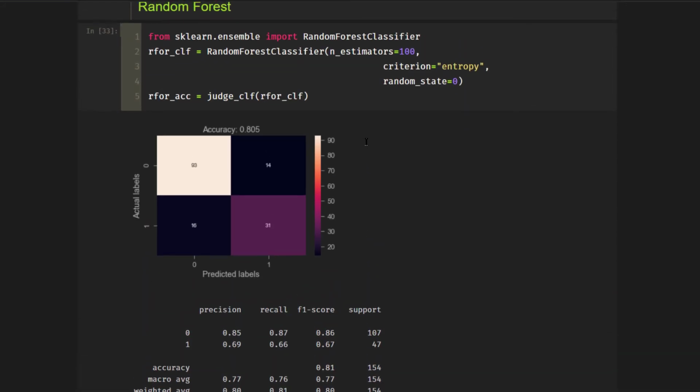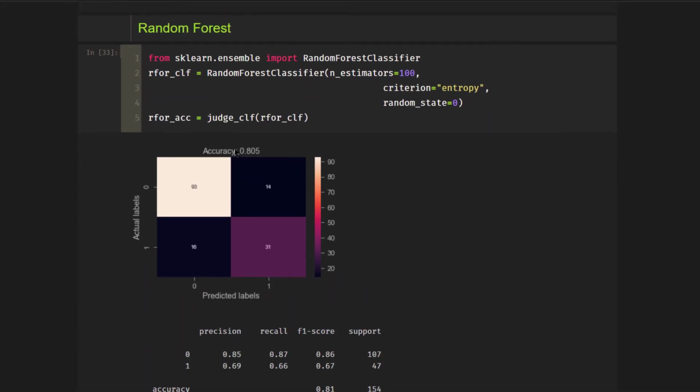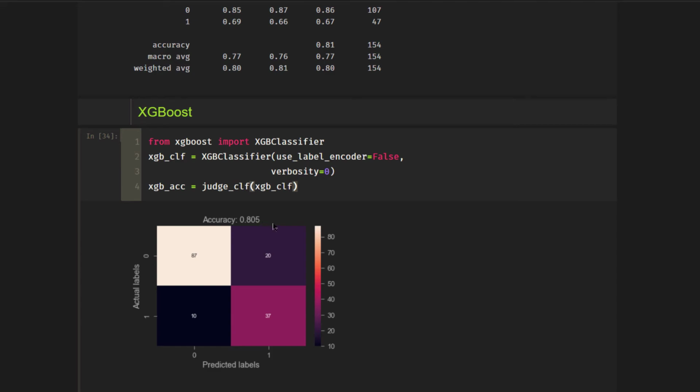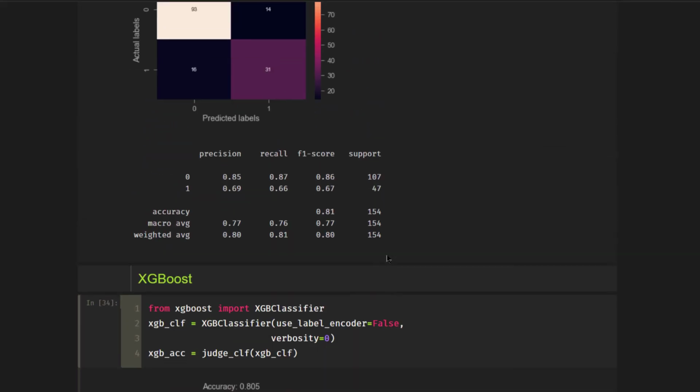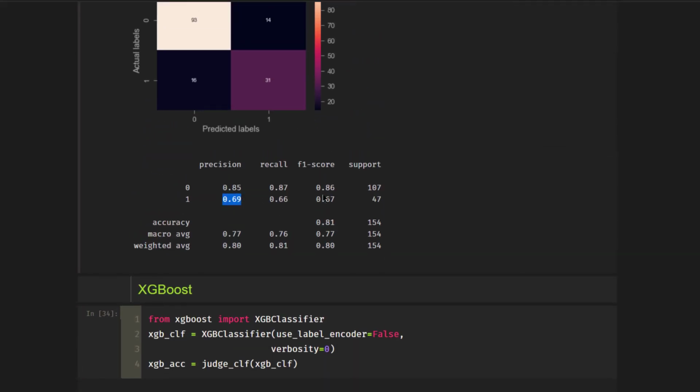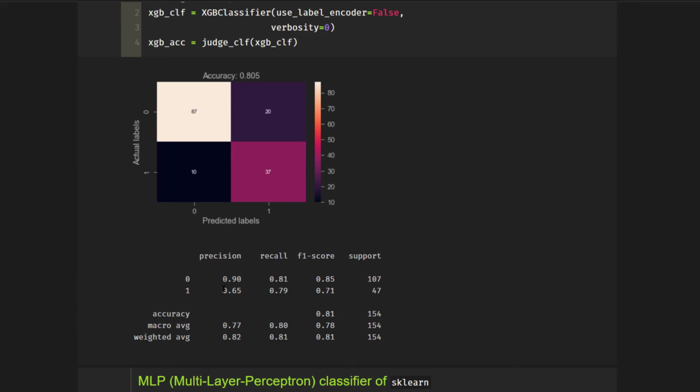By the way, you can already see random forest and XGBoost give a very good accuracy of nearly 80, right? And it seems like the predictions for class one have also improved. You can see the precision and recall of one is higher. Of course, not random forest, but XGBoost is able to perform well in the case of one, right?